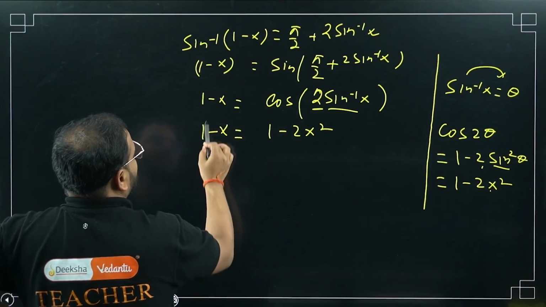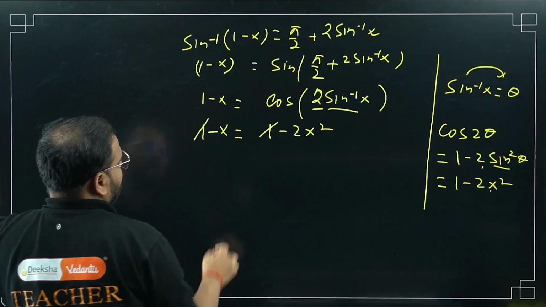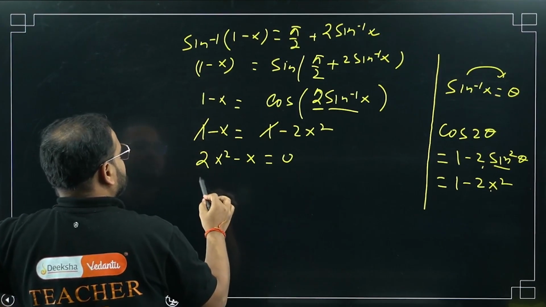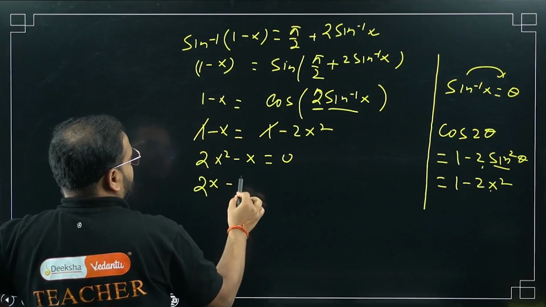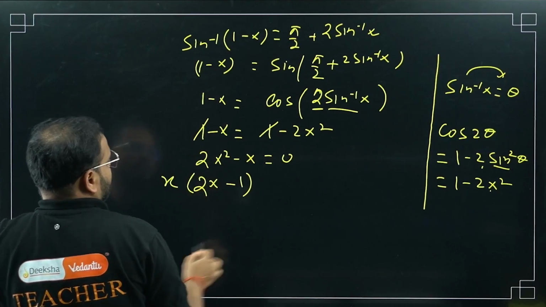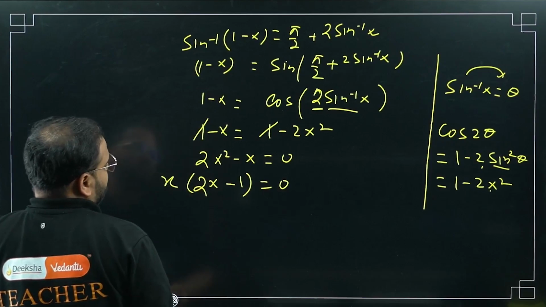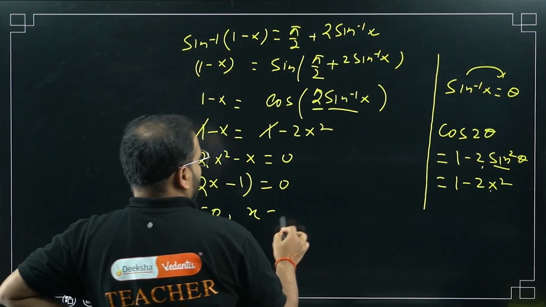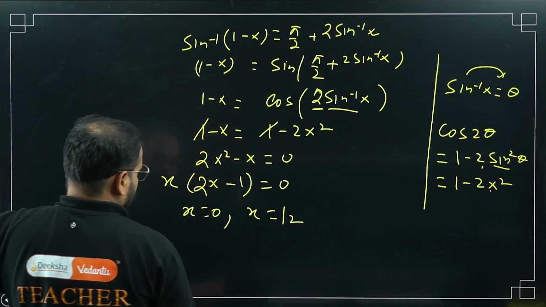I can bring this over, and 1 and 1 get cancelled. I get 2x square minus x equals to 0. Take x common, so x times 2x minus 1. So either x is 0 or x is 1 by 2.